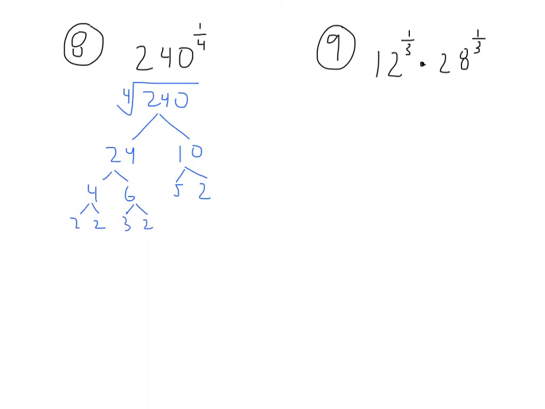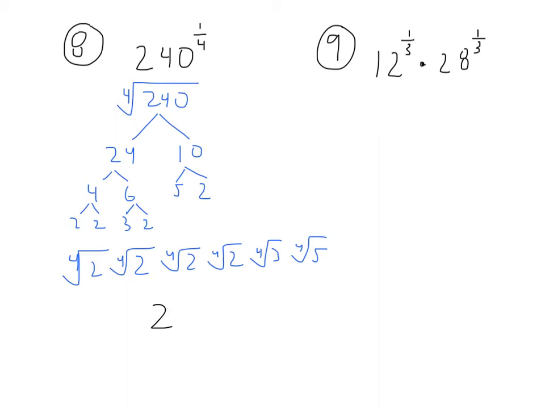So this means the 4th root of 240 is the same thing as the 4th root of 2 times the 4th root of 2 times the 4th root of 2 times the 4th root of 2 times the 4th root of 3 times the 4th root of 5. By definition, right here, 4th root of 2 four times is just 2. So this would be 2 times the 4th root of 15. And the other way to write that would be like this: 2 times 15 to the 1/4 power.